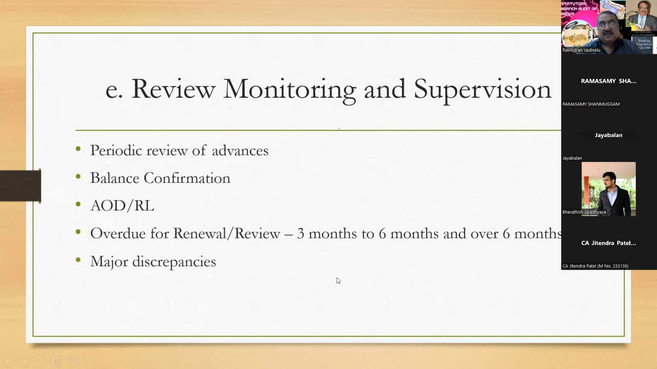Next one is major discrepancies. Suppose at the time of reviewing or monitoring and supervision, if you find any major discrepancies, then the same has to be recorded here. When they review the term loan, before reviewing it, they have to go to the unit and see whether the asset is created or not. At the time of initial inspection, the asset was created. After some time, the party has sold the assets to outside. It's a major discrepancy. So even at the time of review, the manager has to go to the spot and confirm that all the machineries are intact or not.